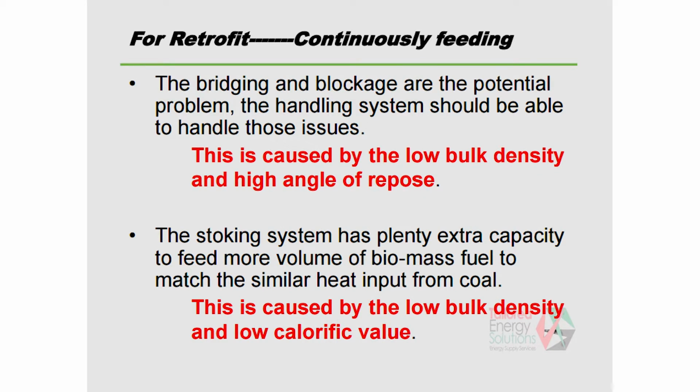why do we want to have a continuous feed? Because of the nature of the fuel from biomass. You should have plenty of capacity for feeding more to the stoker. You have extra capacity available to be able to feed more volume of the wood. Otherwise, your heat input is not going to be the same as coal, because the bulk density is much lower, with much lower heating value from wood waste.